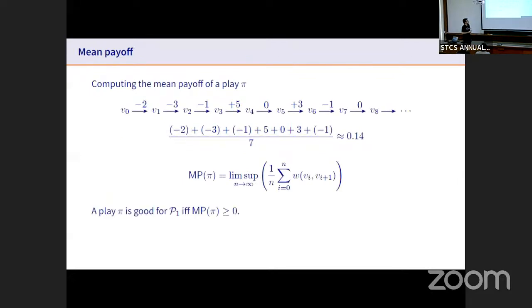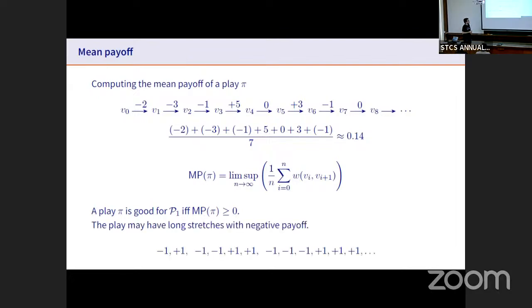Let us say a play is good for player 1 if the mean payoff of that play is non-negative. So on average, player 1 is receiving more than they are paying. However, there are some downsides for this objective.